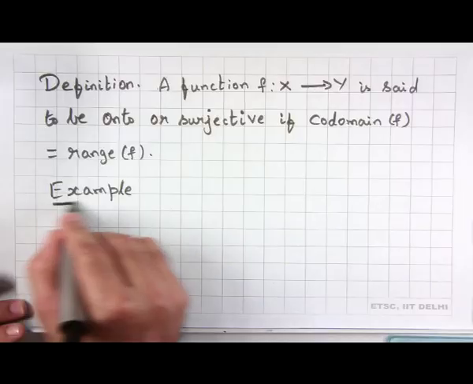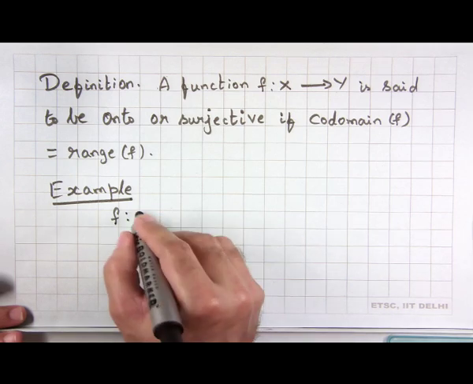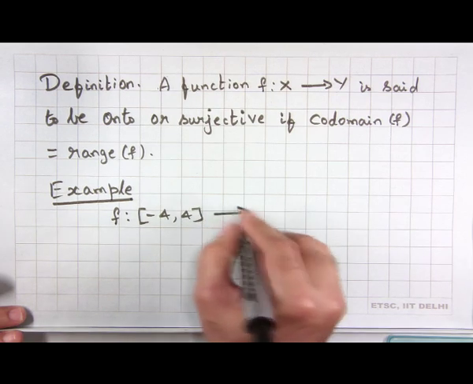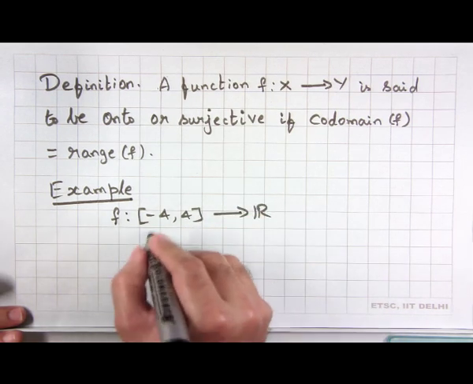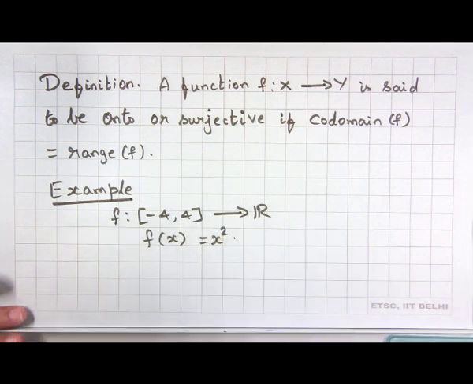Now, let us look at the same function that we had, f from minus 4 to 4 to R given by f(x) equal to x square. The question is, is f an onto function?